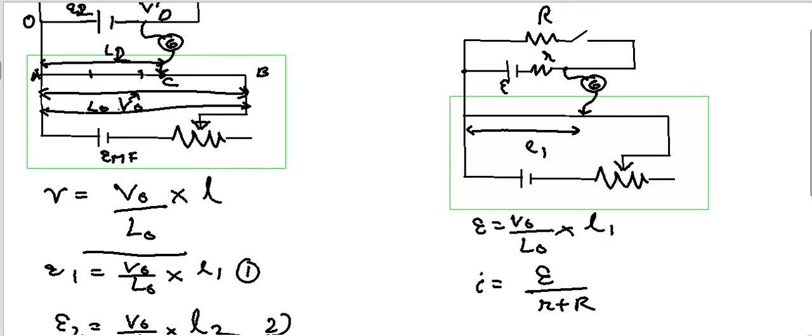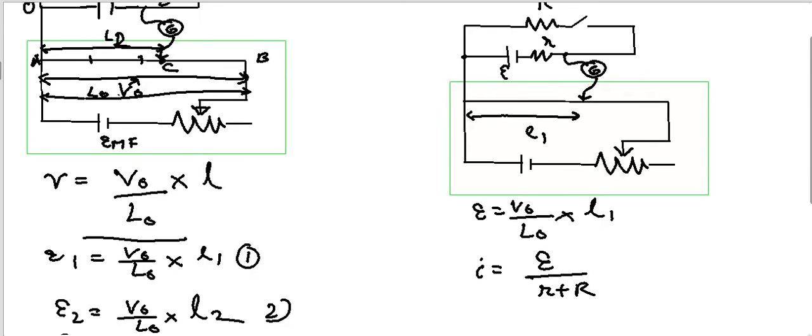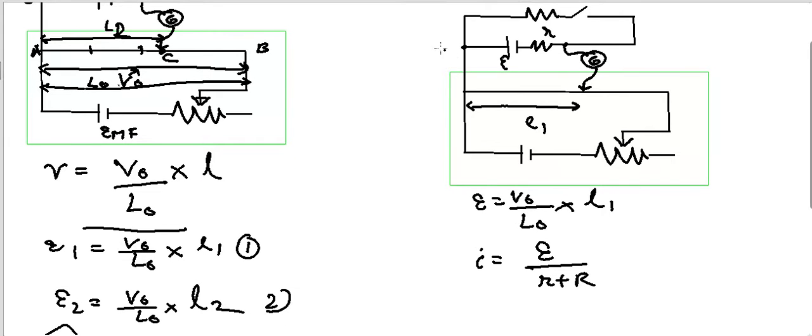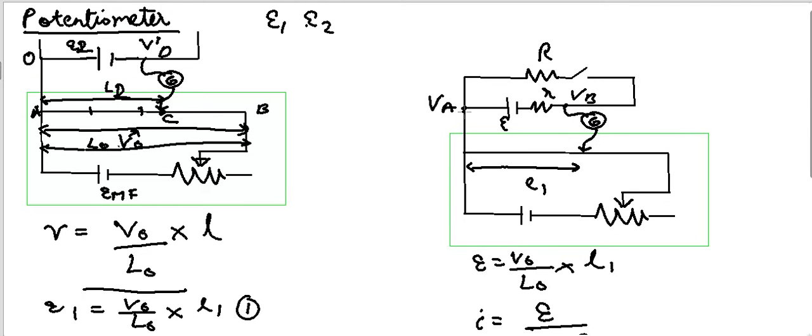So what will be the potential difference across, suppose this is VA and this is the potential here at VB. So the potential difference between this point and this point is the same as the potential difference between this point and this point, because they are connected by a perfect conducting wire, assuming that they are perfect.